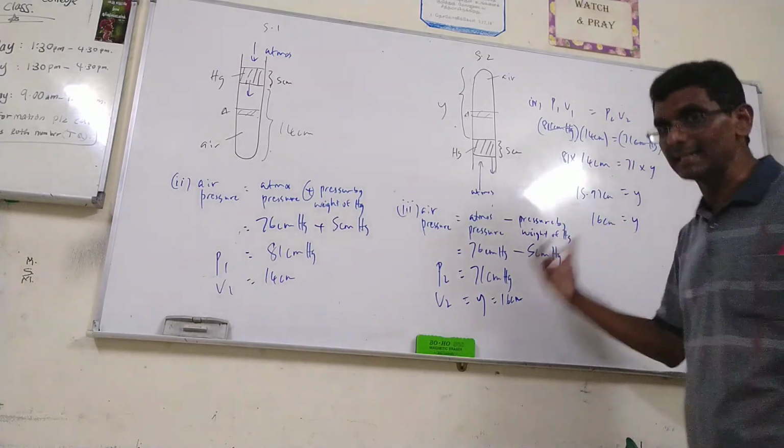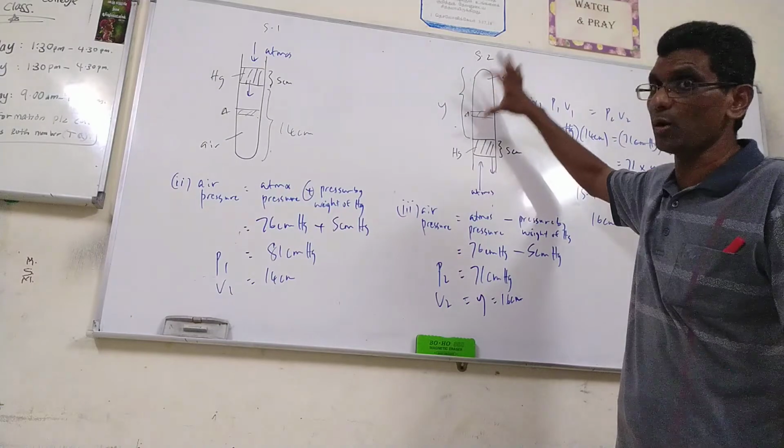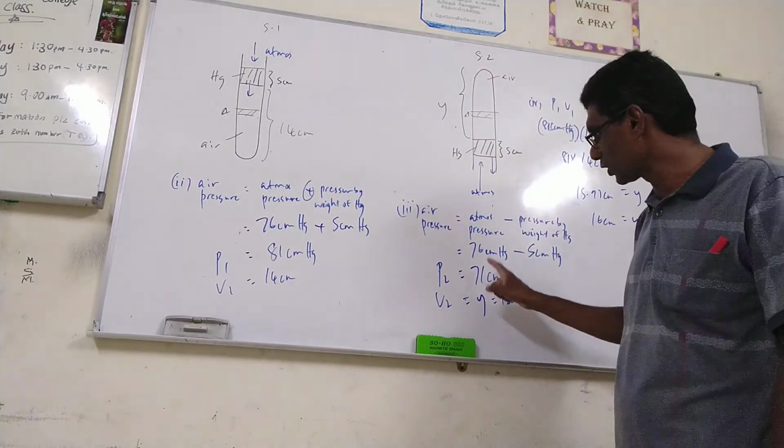So Y is increased. Y is increased means the volume is increased. The length of air column increased means volume is increased. Why is volume increased? Because pressure is decreased.